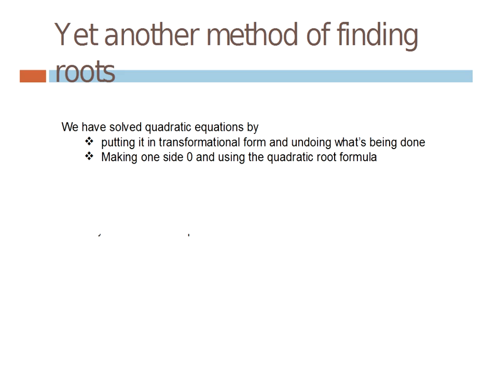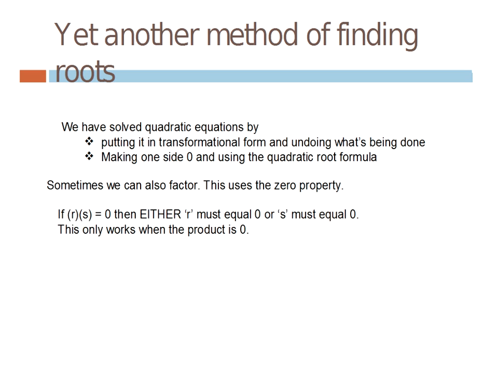So far we've been able to put a quadratic equation in general form into transformational form and solve it that way, or by making one side equal to 0 and using the quadratic root formula. But we can also factor. Now factoring doesn't always work, and it uses the zero property. The zero property says that if you have two things multiplied together and they equal 0, then one of them has to equal 0.